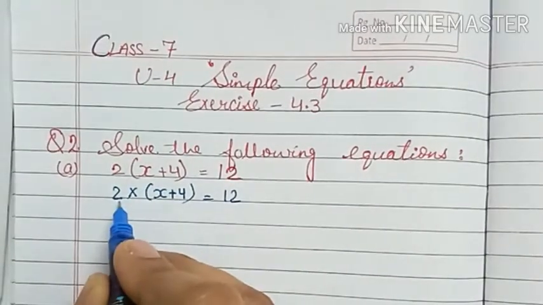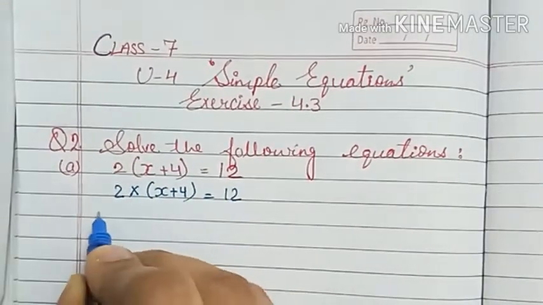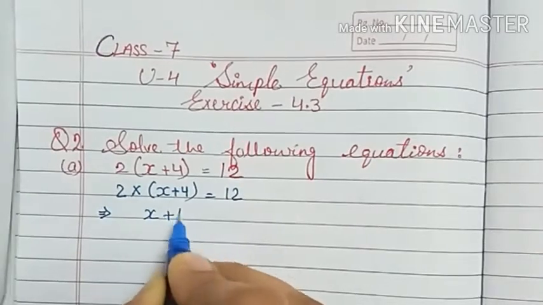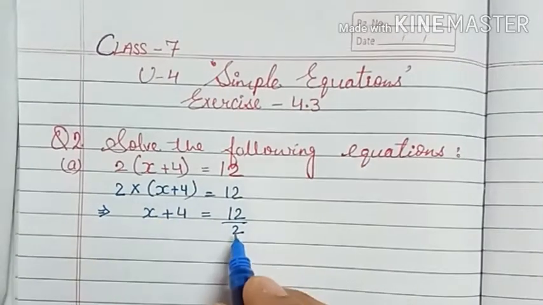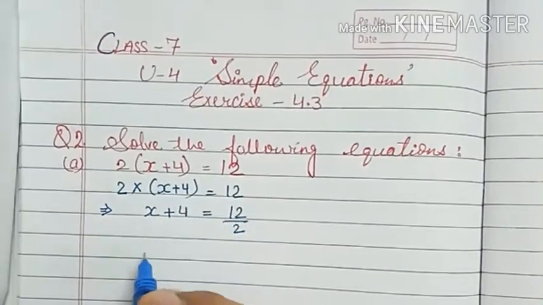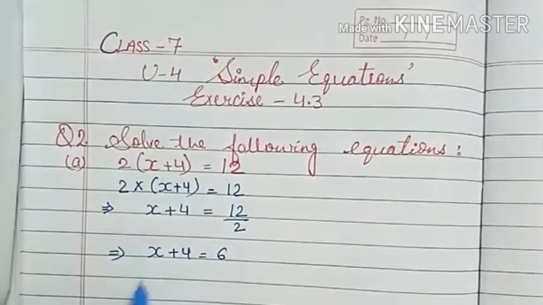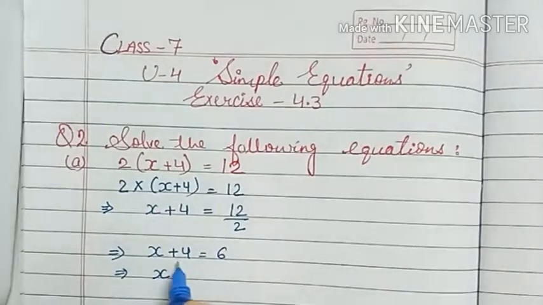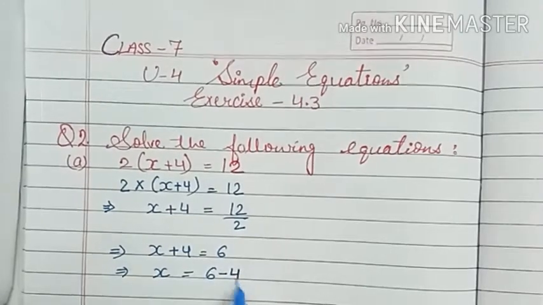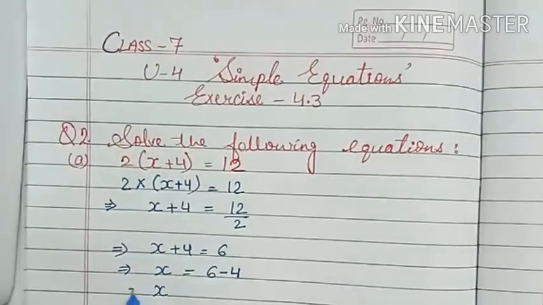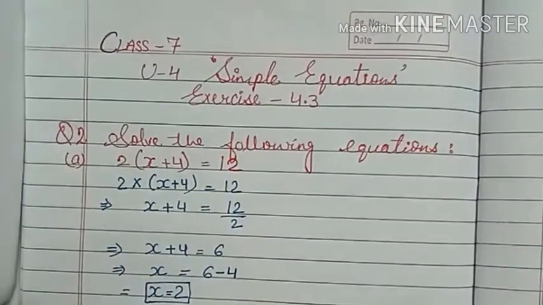So first of all we will remove this 2. For that you can transpose this 2 to the right hand side, and then what will happen? x plus 4 equal to 12 upon 2, because it is multiplied. Now it will be divided this side. So you will get x plus 4 is equal to 6. And then we will transpose this 4 to the right hand side and it becomes 6 minus 4. Then you will get your answer, x is equal to 2. This is the solution of this equation.